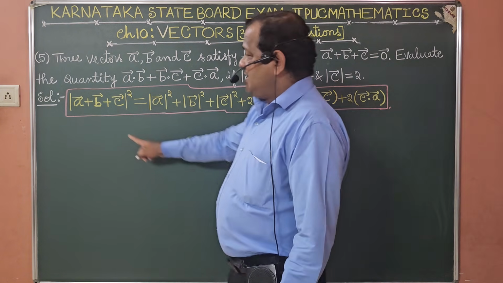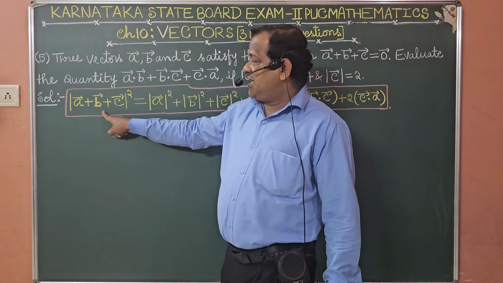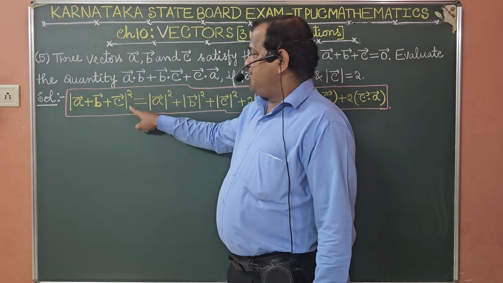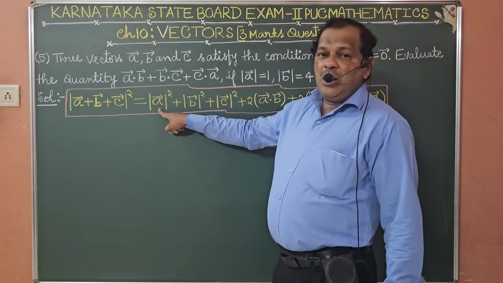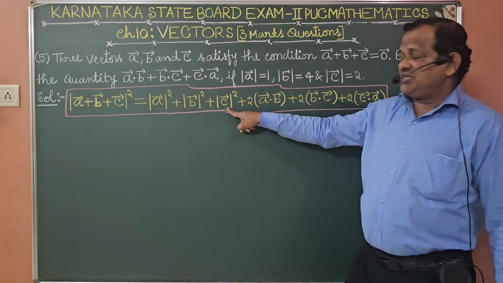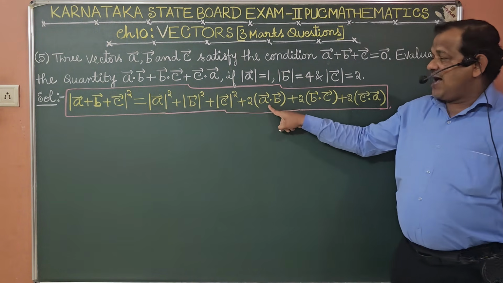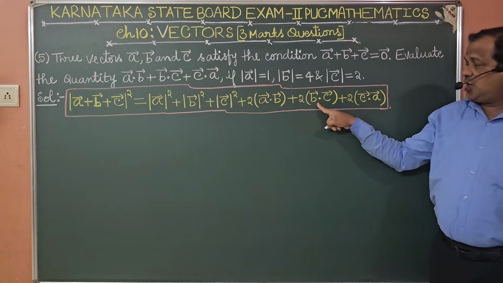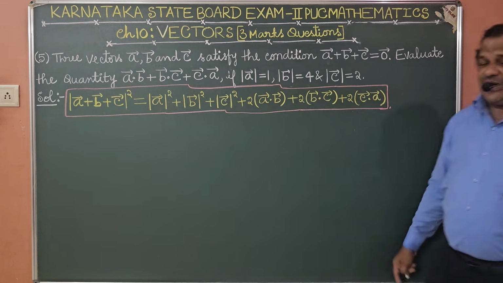So this is the formula necessary. I have written the formula. Kindly go through. Magnitude of A vector plus B vector plus C vector whole square is equal to magnitude of A vector square plus magnitude of B vector square plus magnitude of C vector square plus 2 times A vector dot B vector plus 2 times B vector dot C vector plus 2 times C vector dot A vector.